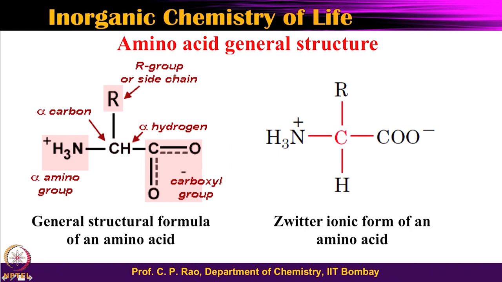You can see the same thing as shown over there: the carboxylic group losing a proton and the amine group gaining a proton. Such a structure is called the Zwitterionic structure, and this structure, Zwitterionic or otherwise, is dependent on the medium pH. The pH of the medium will control whether you have COOH or COO minus, NH2 or NH3 plus. Generally these are represented by this Zwitterionic structure. Now, the different amino acids come out because of the change in the R group. So, let us look at the next slide.